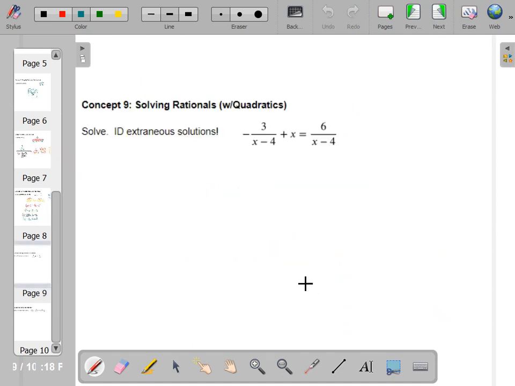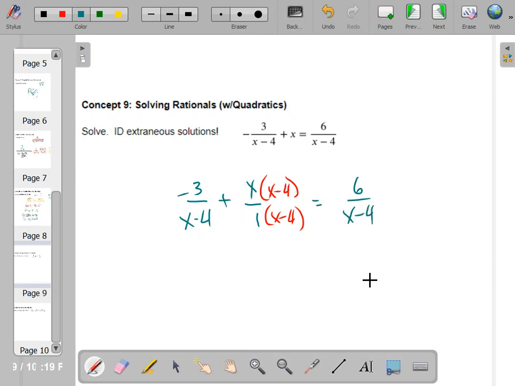Let's try another one. Here you can't just cross multiply because this isn't one fraction, so we need to get a common denominator. Negative 3 over x minus 4 has an x minus 4. X over 1 needs an x minus 4, so we'll do x minus 4 on the top and the bottom. And on the right side, this already has an x minus 4.